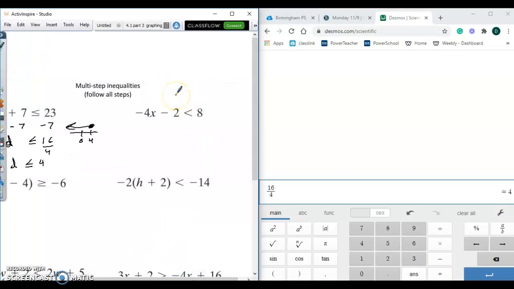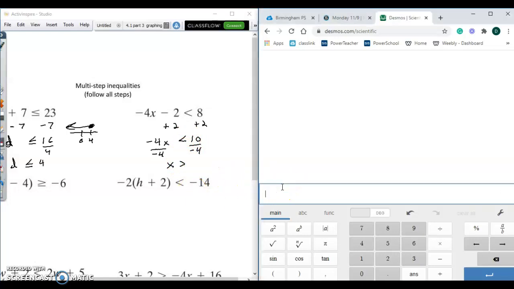We're going to add 2 to both sides because we have to get this x by itself, so we're going to get rid of this. So add 2. Negative 4x is less than 8 plus 2 is 10. Now we have to get this by itself. We're going to divide by negative 4, divide by what you see. So that gives us x, and because we divide by negative 4, we have to flip that sign.